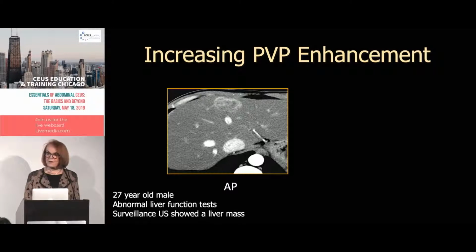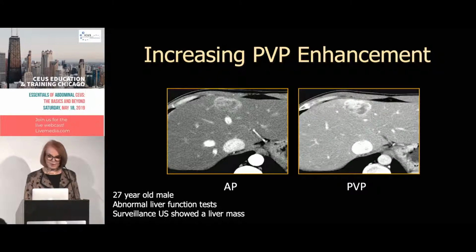So this is a 27-year-old male who comes with abnormal liver function tests. He had a surveillance scan looking for an explanation, and it showed a focal mass in the liver. So at that time, we didn't have our popularity that we now experience. So the patient went first for a CT scan. So you can see that they confirm the mass that was shown on the ultrasound.